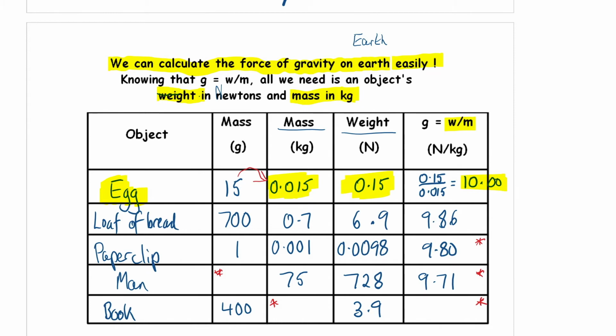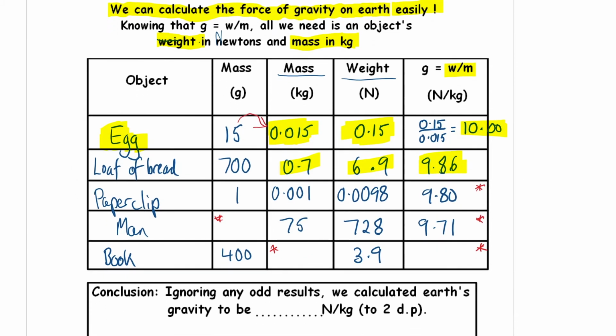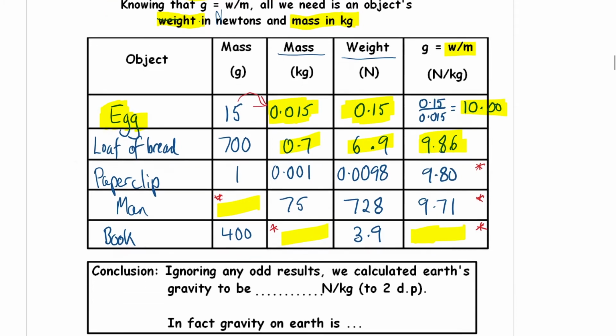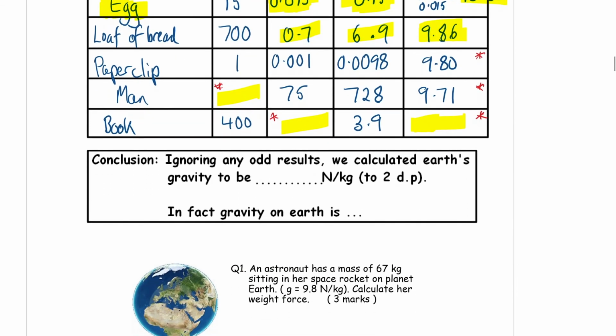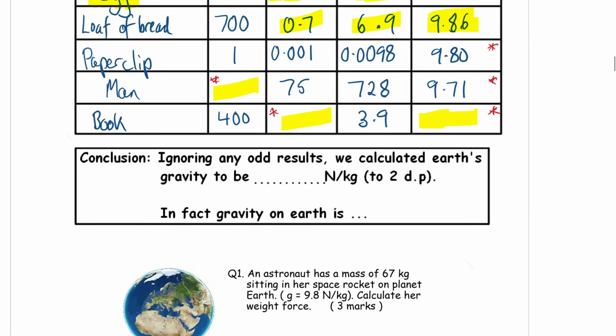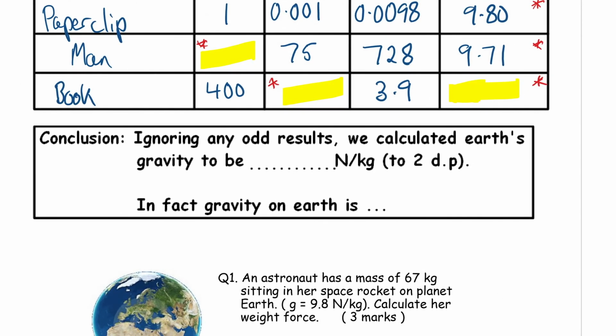Similarly, we've measured the mass and weight of a loaf of bread, divided the weight by the mass, and get 9.86. What I'd like you to do is complete the cells that I'm highlighting at the moment here, and convert mass from grams to kilograms, or kilograms to grams, and calculate the gravitational field strength. Ignoring any odd results, so that's anomalous results, we shouldn't have any.